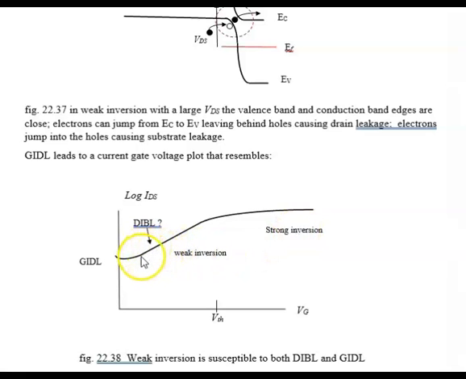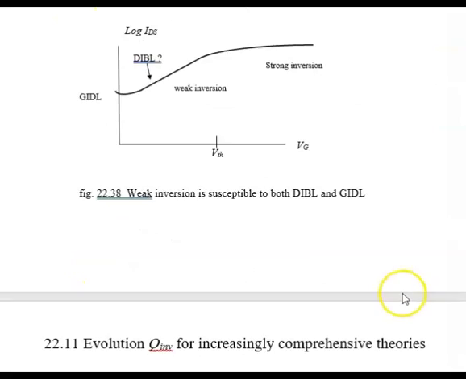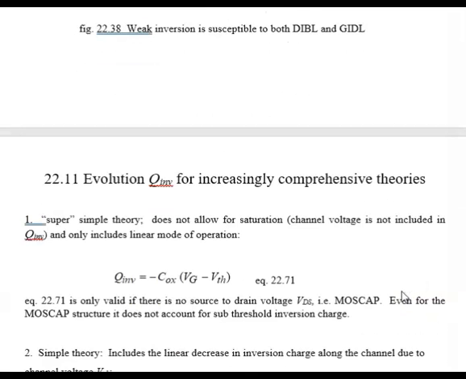This guy is supposed to continue going down and basically going to zero, and unfortunately it does not. So GIDL and DIBL are two really serious issues. DIBL we deal with, again, by making shallow contacts, engineering our drain, and increasing the doping. GIDL is a very difficult problem to deal with. Okay, so the next section we're going to run through very quickly.